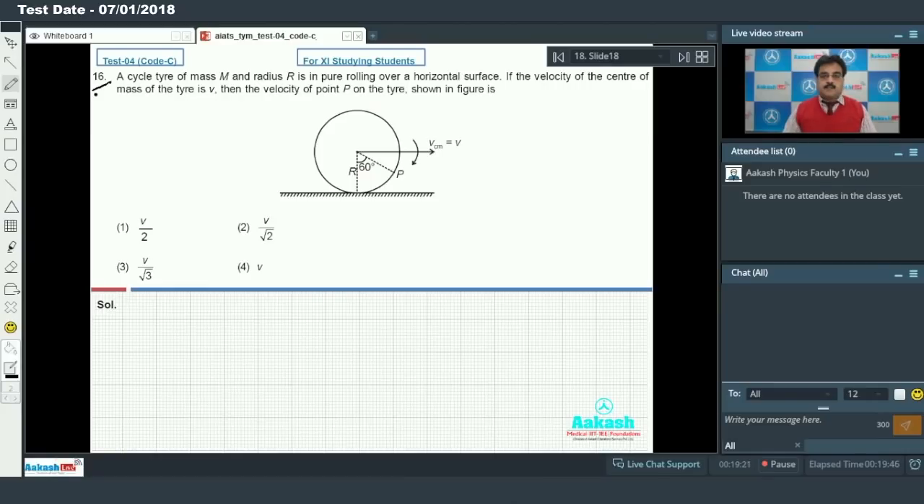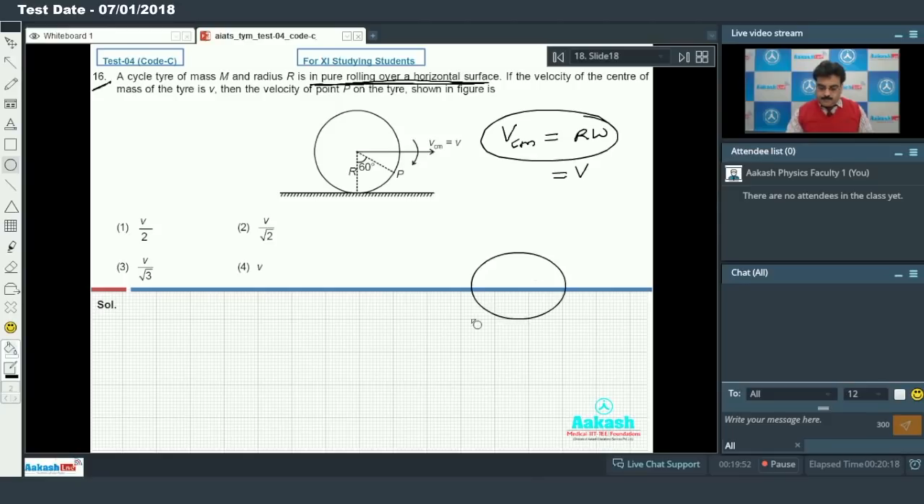If I go for question number 16, a cycle tire of mass m and radius r is pure rolling over a horizontal surface. If pure rolling is there, then the linear velocity of center of mass will be equal to r omega. And if I consider this is equal to v, then the velocity of center of mass is v, so what is the velocity of point P on the tire shown in the figure? We know that the direction of linear velocity at any point will not change.